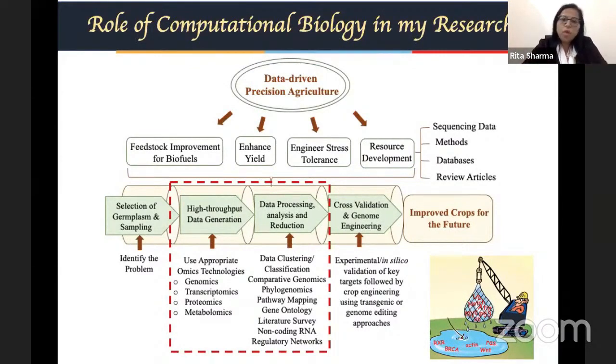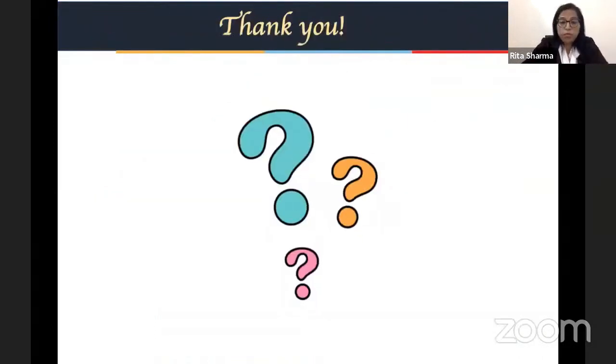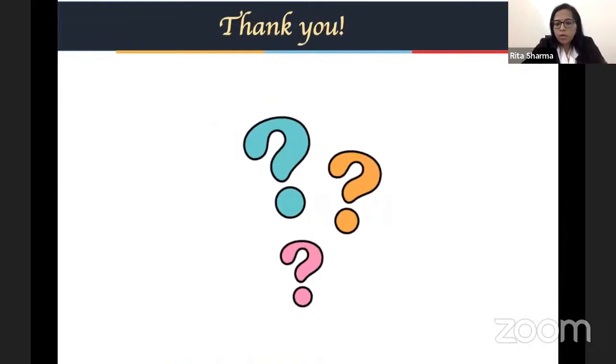And this is where computational biology has always come very handy in my own research, where we use high throughput technologies to generate data at genome scale, and then use other tools like phylogenomics combined with pathway mapping to shortlist the candidates, which can then be brought back into the lab for precise editing, either using genome editing tools or other conventional tools to improve the crop plants. So this is how my research has also benefited from computational biology.